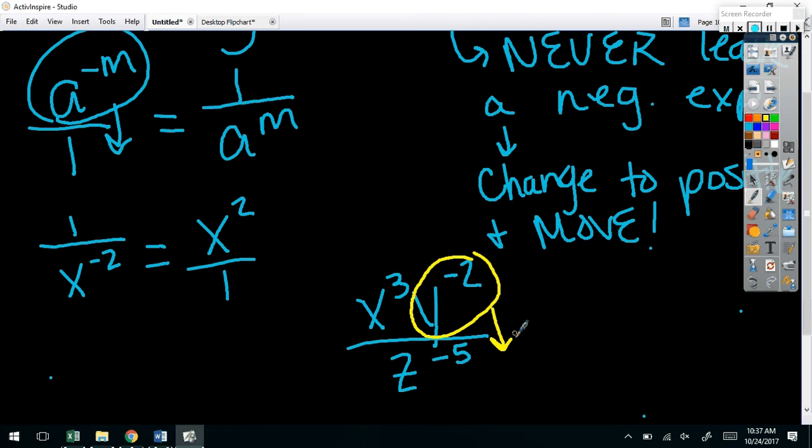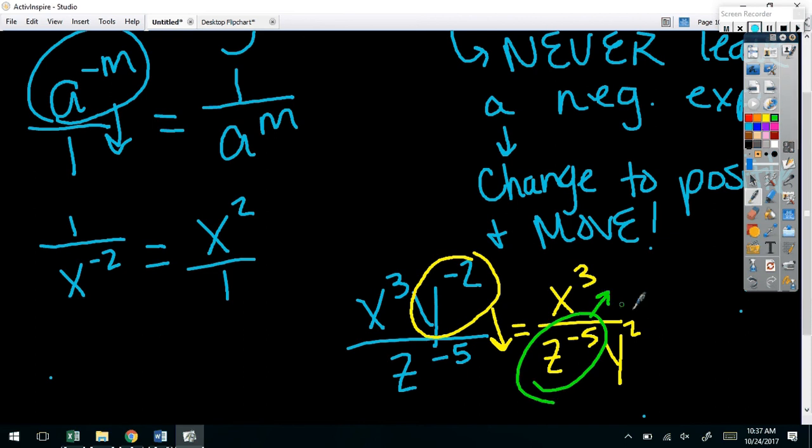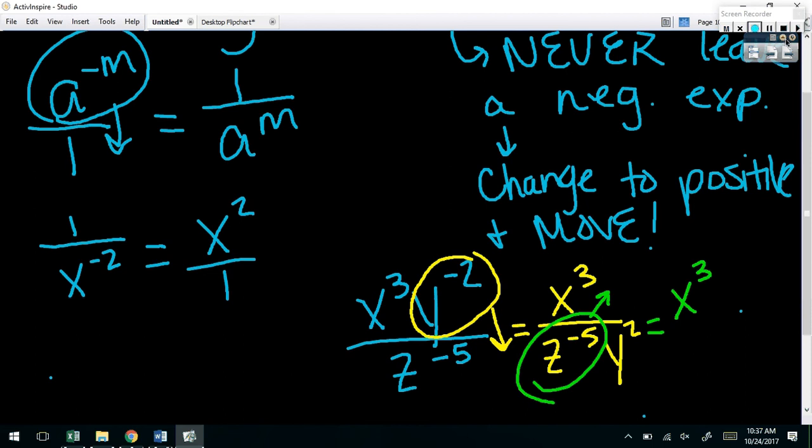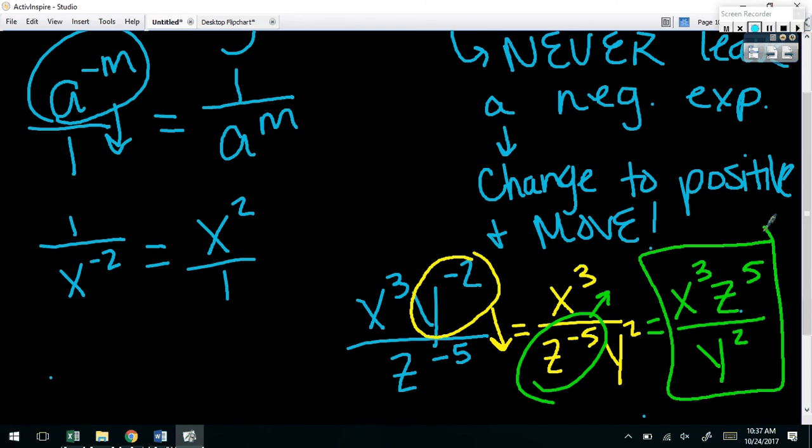This one's negative, negative's bad, and it moves, right? So now I've got x cubed over, the z to the negative 5 is still there, the y moved down and became positive, right? But I still have another negative, so move it to the top. You just switch it. This one is just going to become positive. I know, but I wanted to show you step by step. And move up to the top. Now it's simplified.